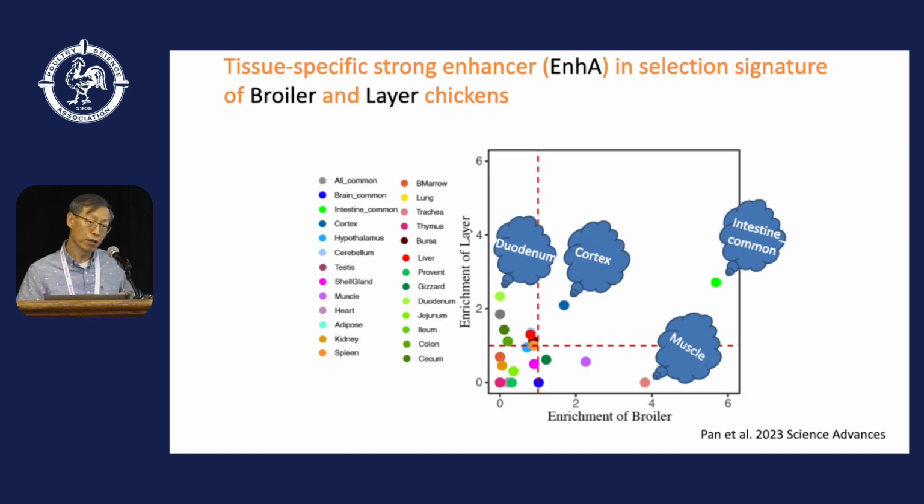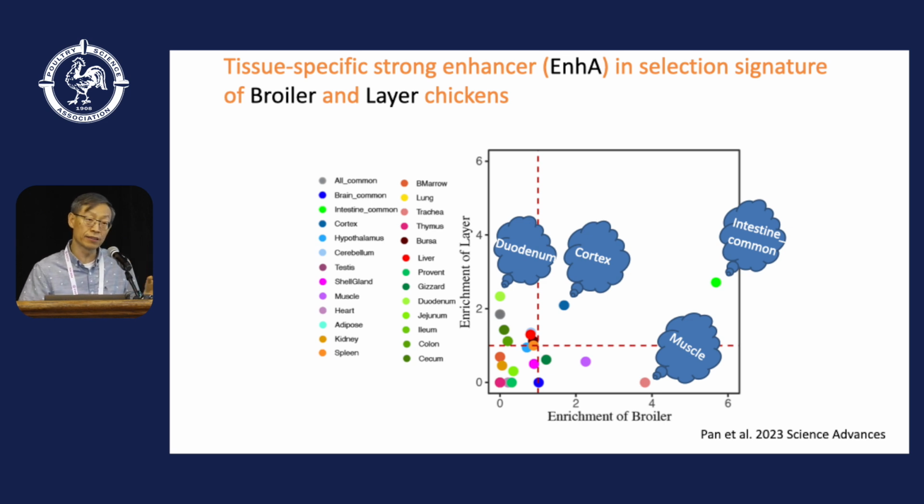So how can we apply all of this? One of the things we are doing is a selection signature analysis to compare broiler-type birds to layer-type birds, egg-laying birds. What we did was look at the tissue-specific strong enhancers, just the strong enhancers. The different colors indicate those tissue-specific strong enhancers. If you look at it here, you will find that the cortex, one type of brain tissue, is significantly enriched in both of these, in broilers and layers, and then the gut is common in those strong enhancers.